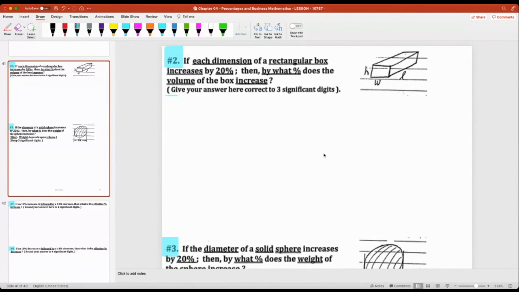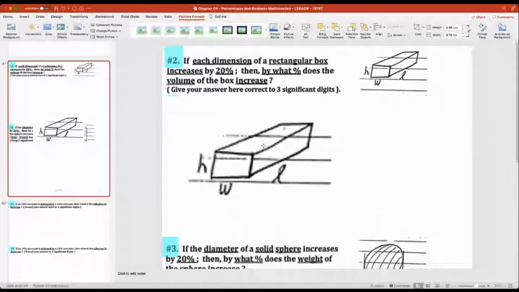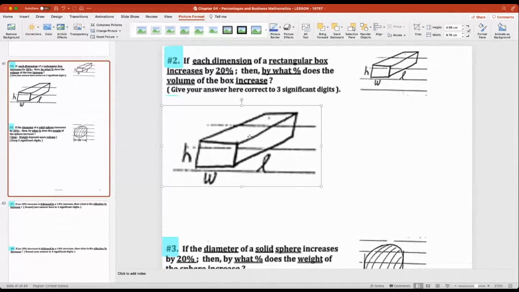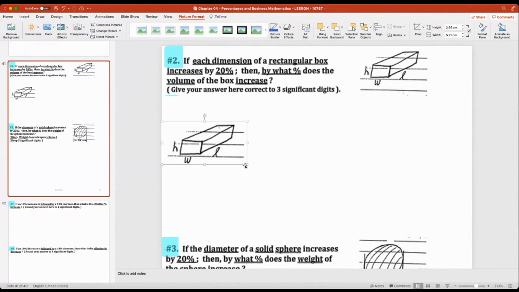If each dimension of a rectangular box increases by 20%, by what percent does the volume of the box increase? So we're not going to play any games here. We're going to actually kind of steal what was said earlier. So who originally said 10 by 10? Remind me in the chat because I forget now. Who said 10 by 10 for the other question? Marco, thank you.